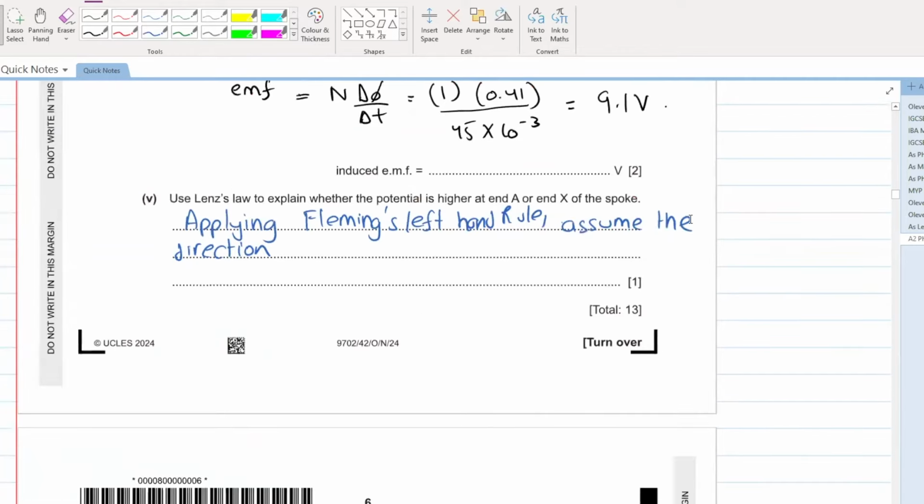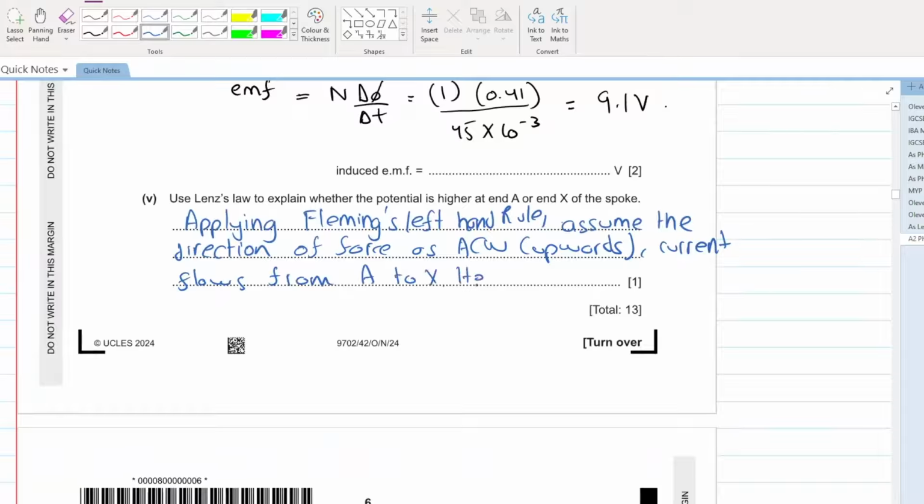अब you can write it here. According to Fleming's left hand rule, assume the direction of force as anti clockwise or upwards. Perfect. Current flows from A to X, hence higher potential is X. Perfect. Nothing complicated.